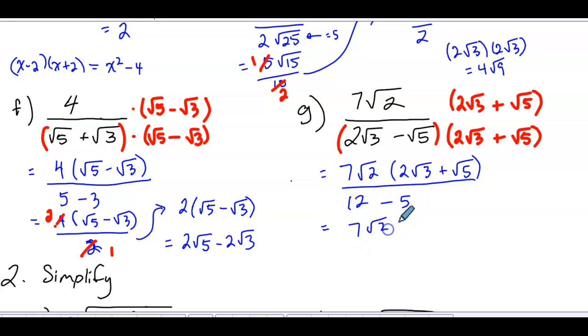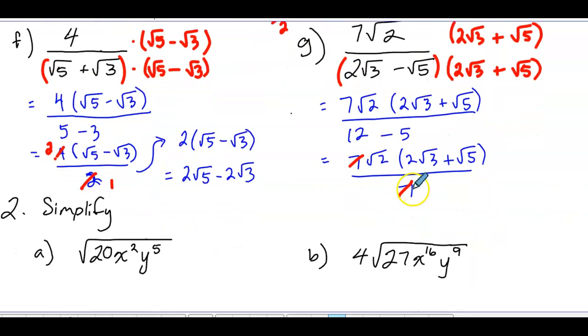So 7 root 2, 2 root 3 plus root 5 over 7, and then those 7s divide out. Okay, I can divide that out because it's a factor. It's not in a single term. Okay, and then, so now I'm going to expand out the root 2. So that's going to be 2 root 6 plus root 10. Okay, and that's simplified form. And again, you can enter that in your calculator to check. Neither of these can simplify.